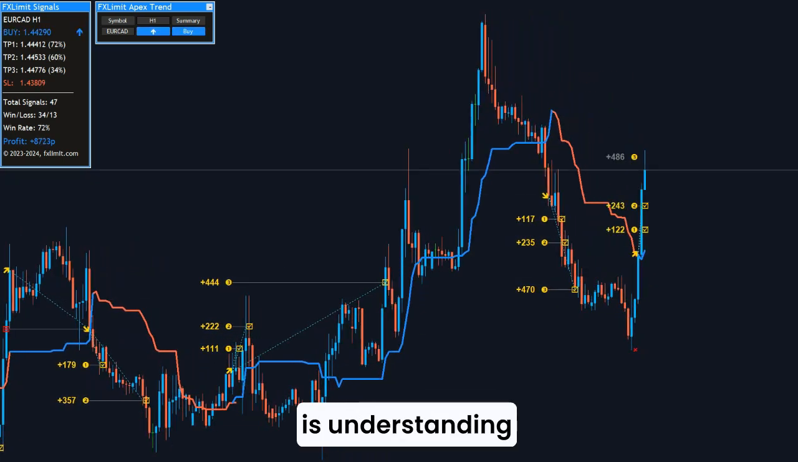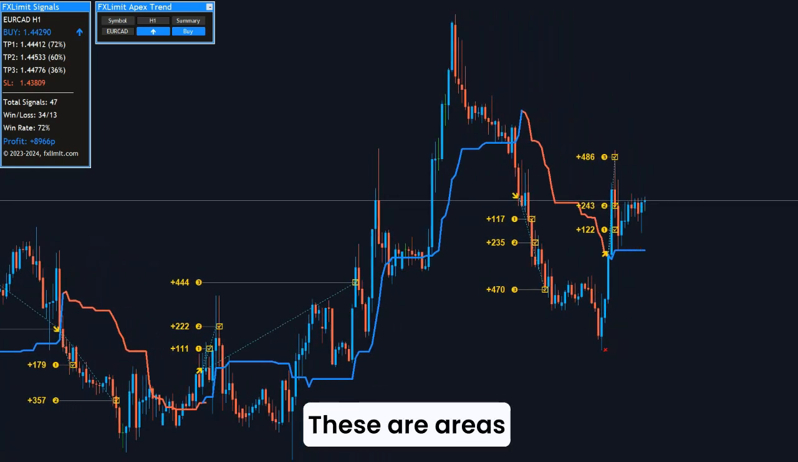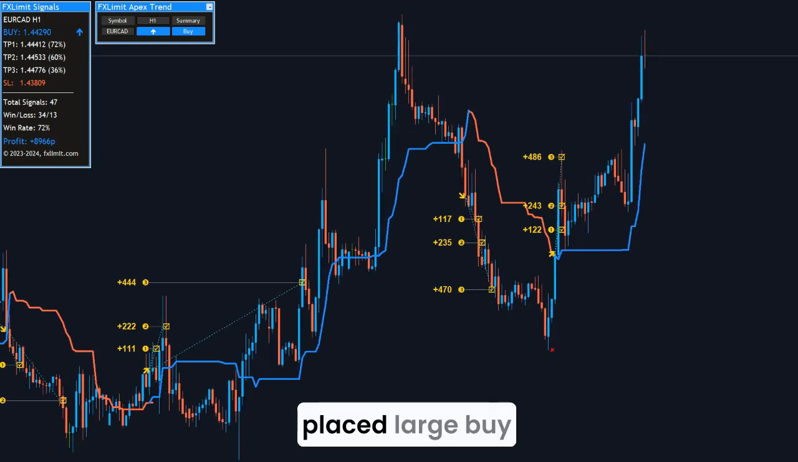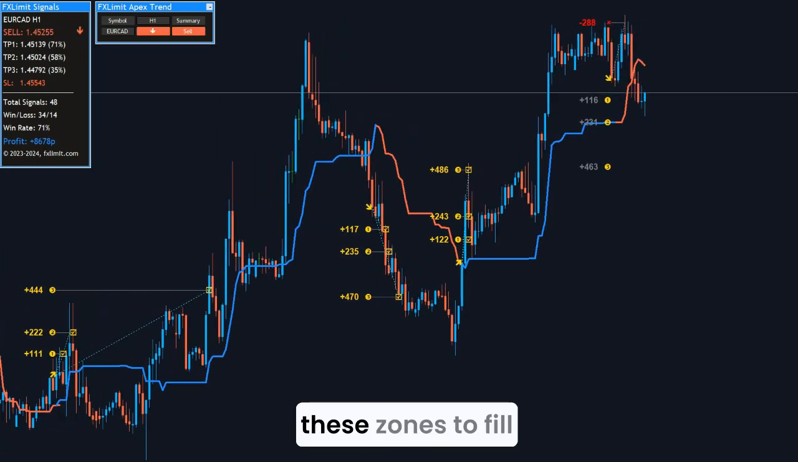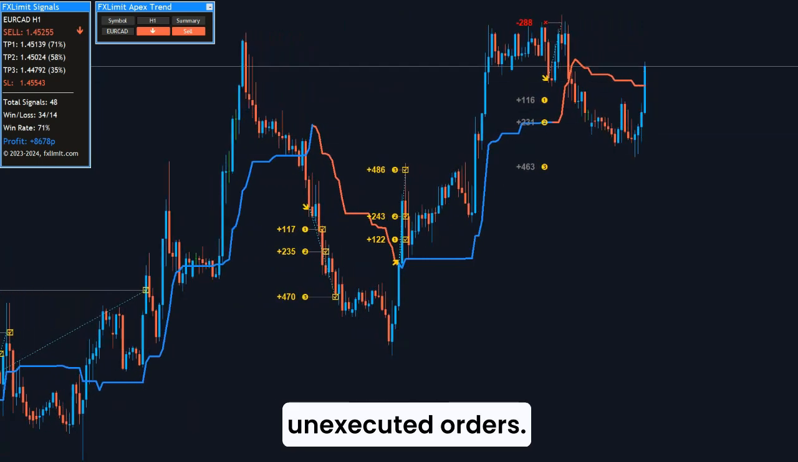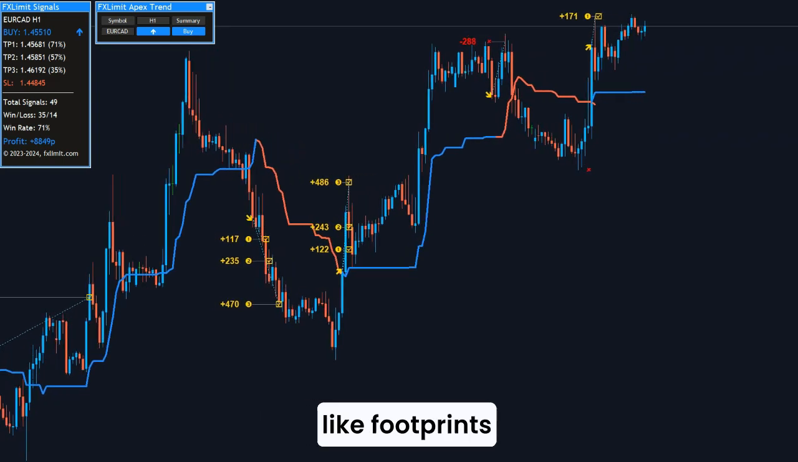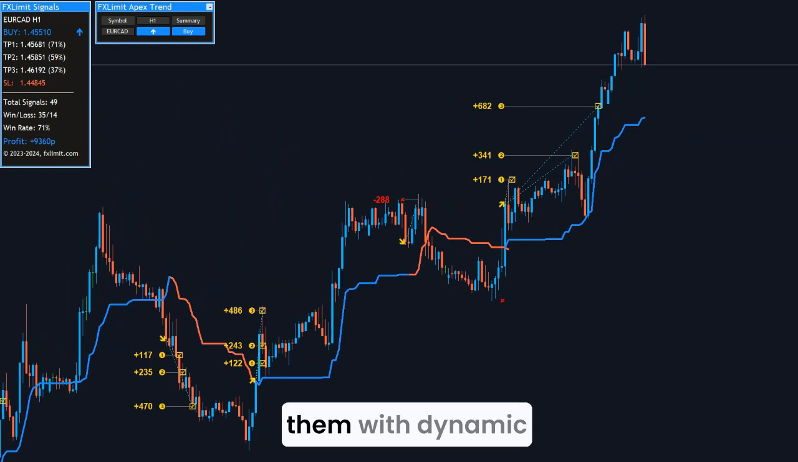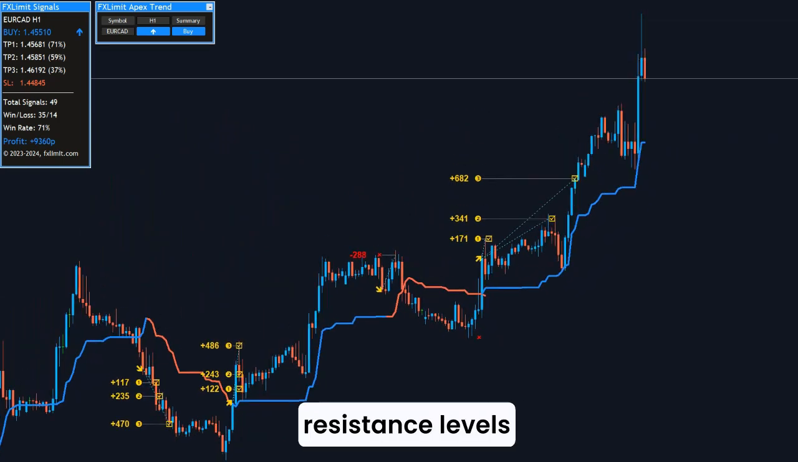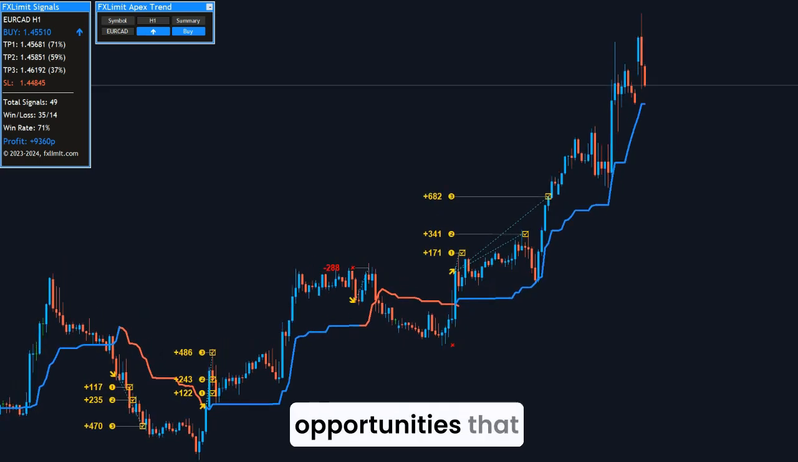Third on the list is understanding order blocks. These are areas where institutions have previously placed large buy or sell orders. Price often revisits these zones to fill unexecuted orders. Think of order blocks like footprints of the big players. Recognizing these areas and combining them with dynamic support and resistance levels will allow you to find hidden opportunities that many retail traders miss.